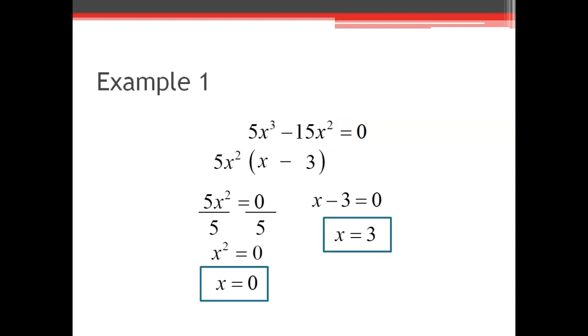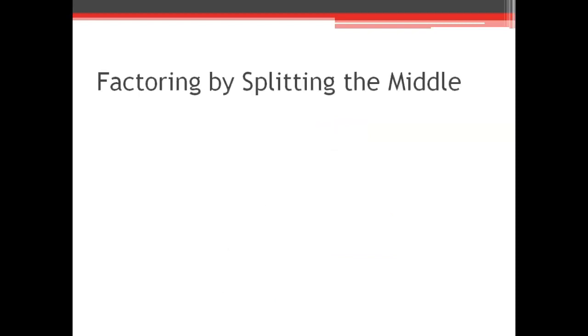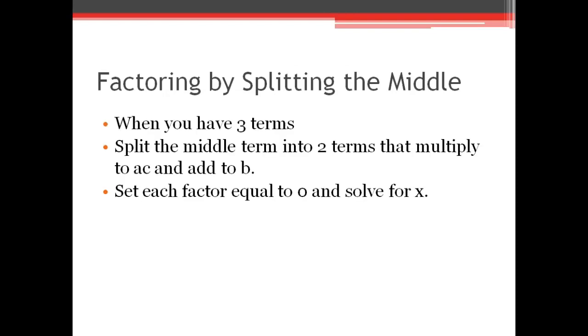All right, next, we're going to factor by splitting the middle. This is when you have 3 terms. When you have 3 terms, you're going to split the middle term into 2 terms that multiply to a times c and add to b. Once you've found those, you're going to split the middle, and after splitting the middle, you will group the terms, factor out a GCF, and then set each factor equal to 0 and solve for x.